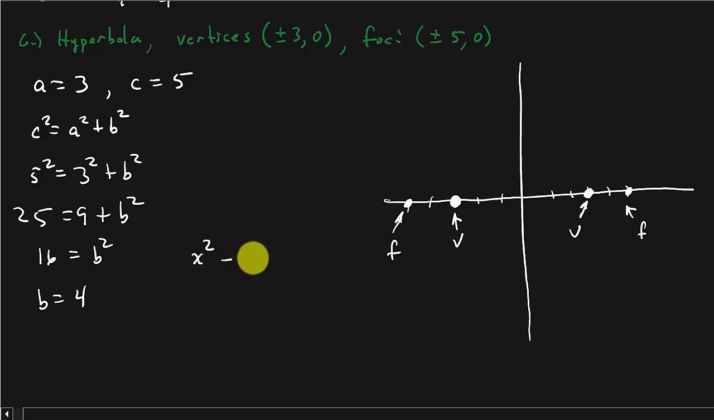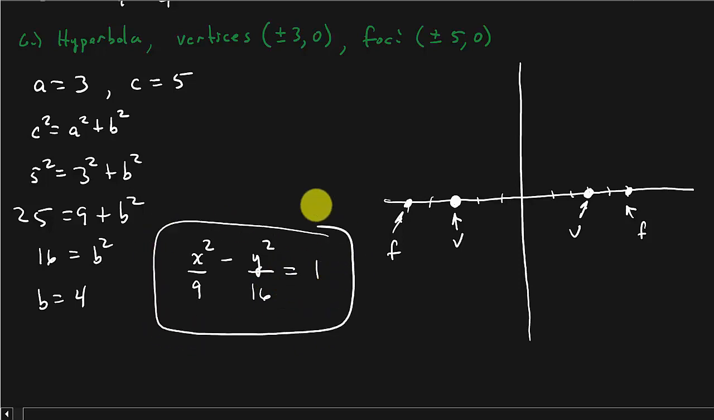And so here we go. We've got x squared, and we know it's x squared minus y squared. All right. And what is a? A is 3. So a squared is 9. B squared, we got it right here. That's 16. And that equals 1. And there's your equation. It's that simple. It's not difficult to do.